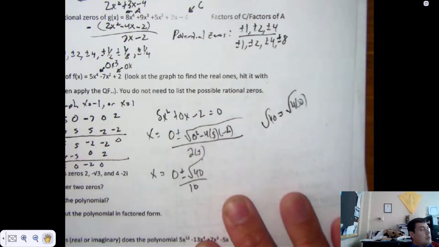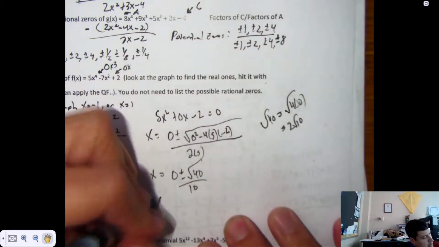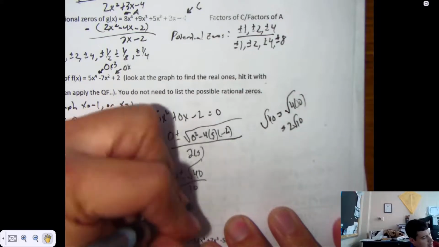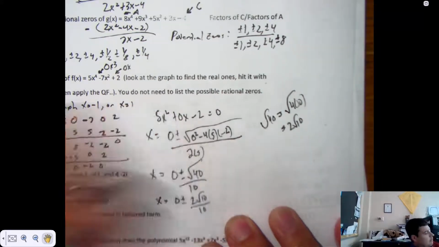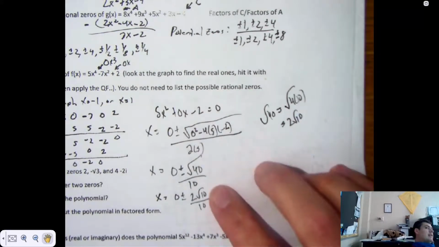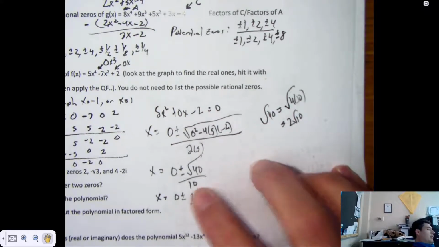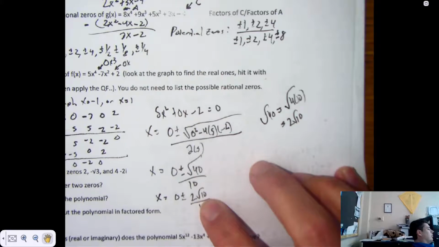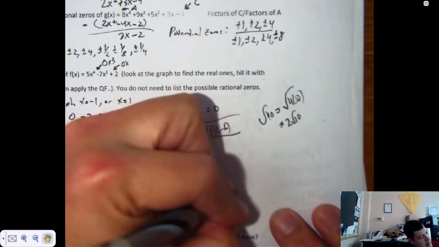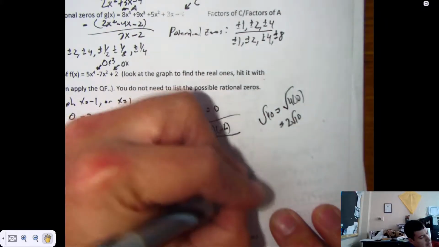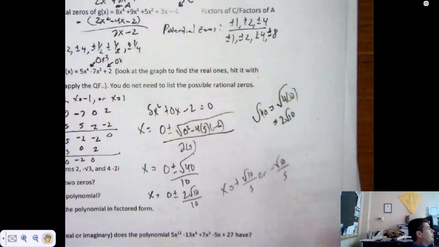What's the root of that 4? 2. So 2 root 10. So x equals 0 plus or minus 2 root 10 over 10. Now, are you allowed to divide that 10 inside by the 10 out? No. But you can divide the 2 by the 10. 1/5. So x is either positive root 10 over 5 or negative root 10 over 5. And if you want to put that 1 there, that's fine too. It's up to you. I really don't care.